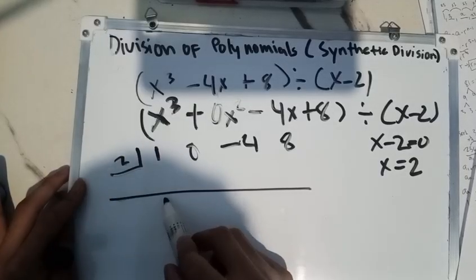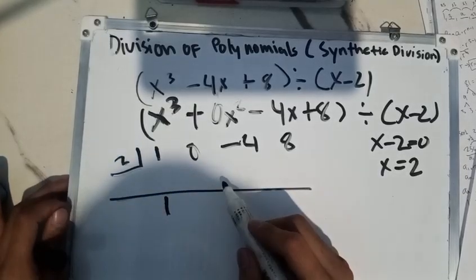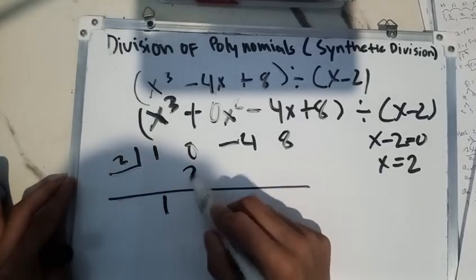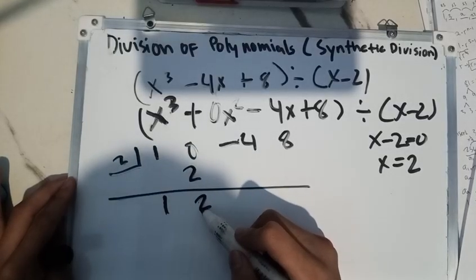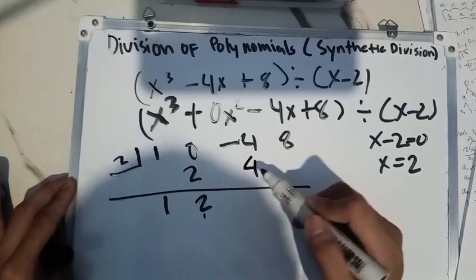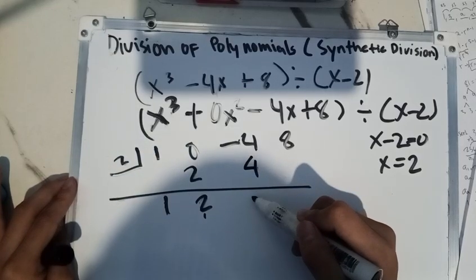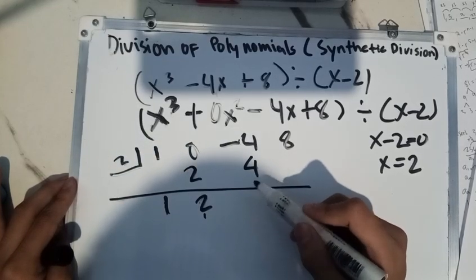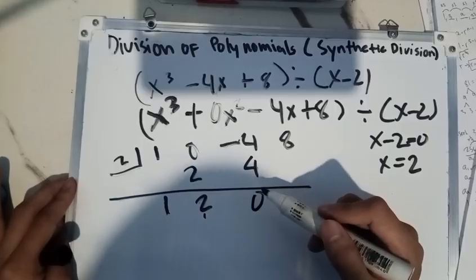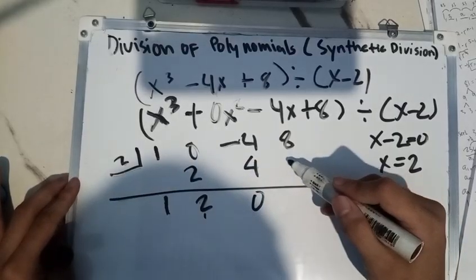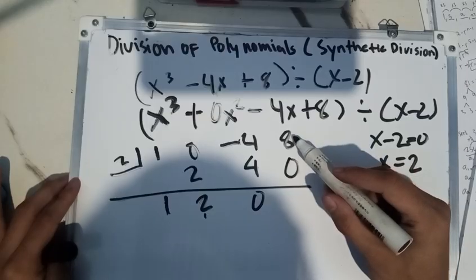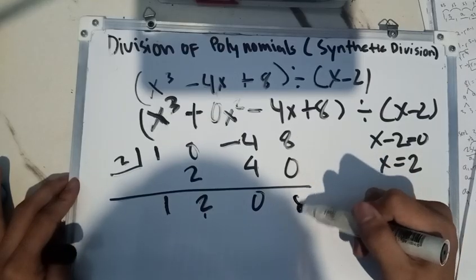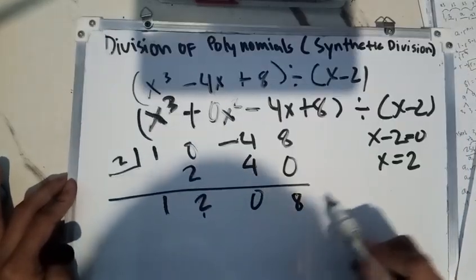So bring down our leading coefficient, then multiply it by 2. 1 times 2 is 2, put it here. 0 plus 2 is 2. Then 2 times 2 is 4. Negative 4 plus 4 will cancel each other, so it will become 0. Then 0 times 2 is 0. For our remainder, 8 plus 0 is 8. So now we have a remainder.